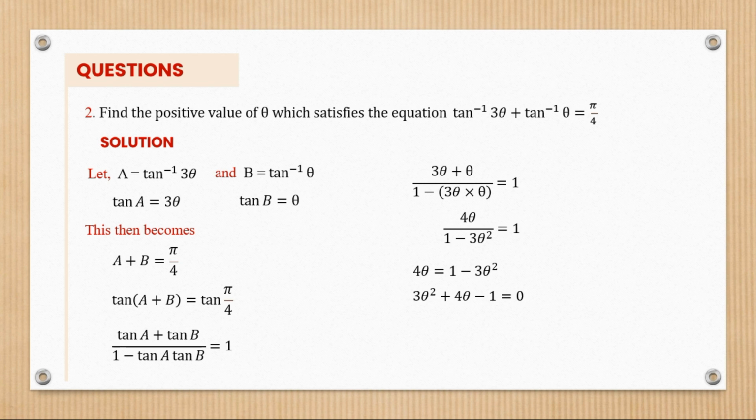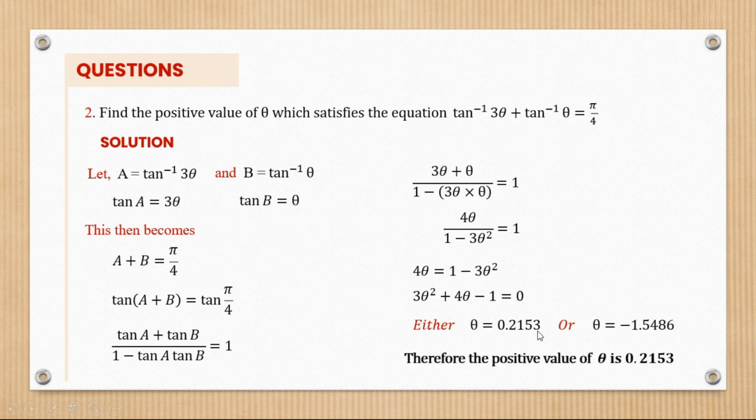Now whatever way you solve this, either using the quadratic formula or your calculator, you should come up with theta being either 0.2153 or theta being equal to negative 1.5486. But we've been asked to find the positive value of theta, so we shall only consider the positive. Therefore the positive value of theta is 0.2153, and that is the answer they wanted.